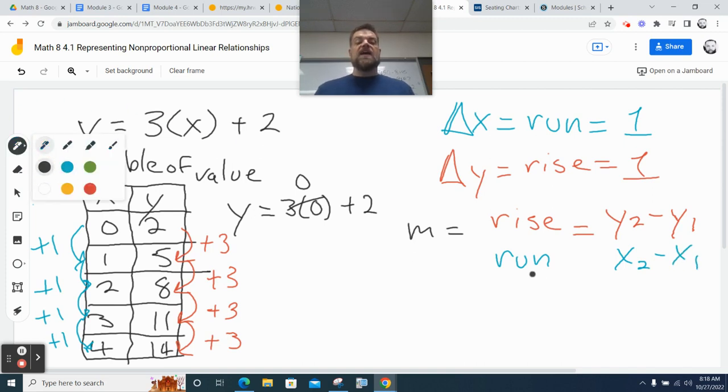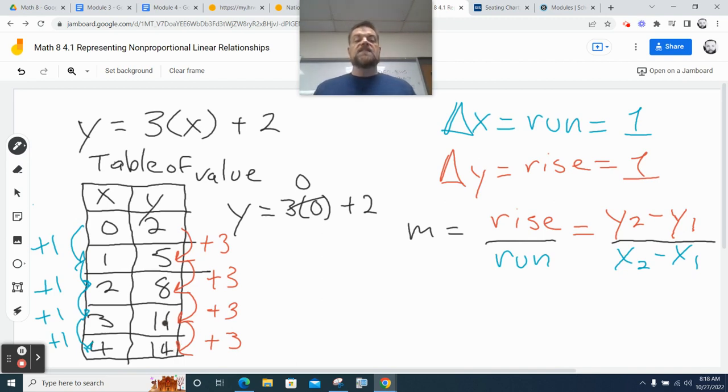So when we say we're adding 3, what we're really doing is we're saying, what is 5 minus 2? 3. What is 14 minus 11? 3. What is 11 minus 8? 3. So that's this stuff right here. And then we do the same thing with the x. What's 4 minus 3? 1. What's 3 minus 2? 1. So my slope then is equal to my rise, which is positive 3 over 1, or 3.